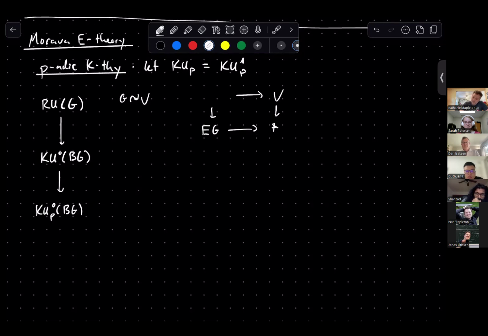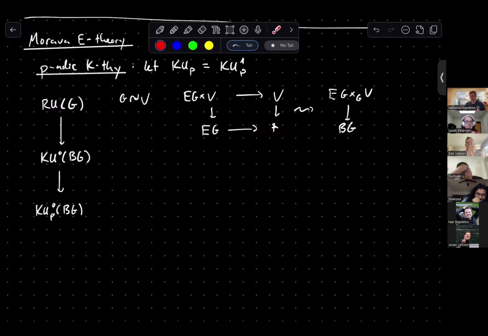And this gives me a vector bundle EG times V over EG. And now there's a free G action on both of these things, and I can take the quotient by it. And this gives me a vector bundle EG times over G V over BG. And that's how this map right here is defined. A more modern way to say what's going on is that I just take G to V and I take the homotopy orbits for the G action. And then this map here comes from just p completion, the map to the p completion.